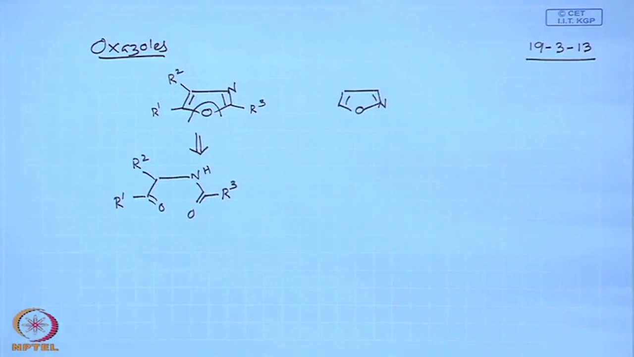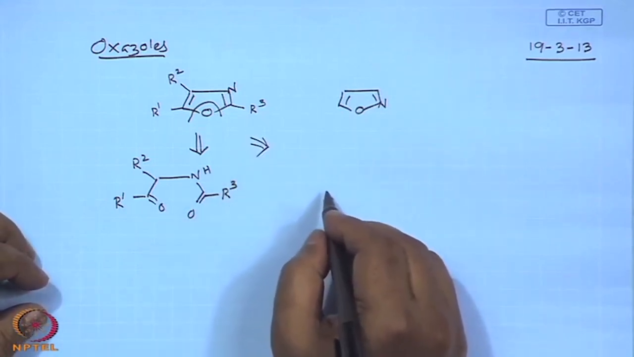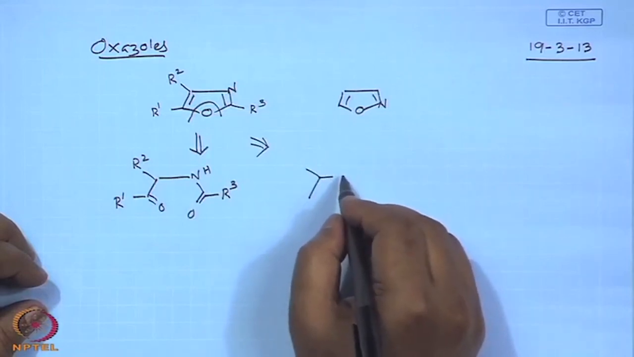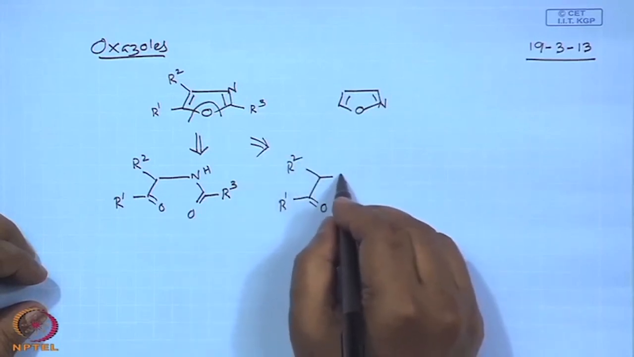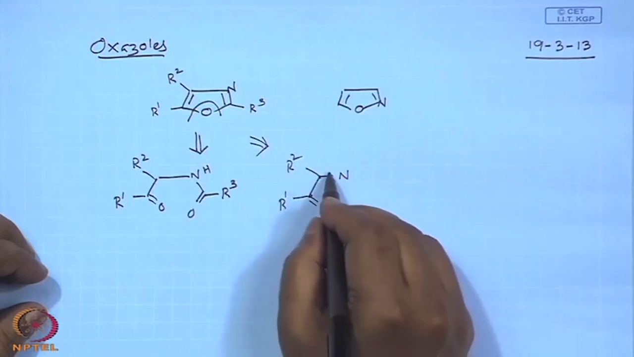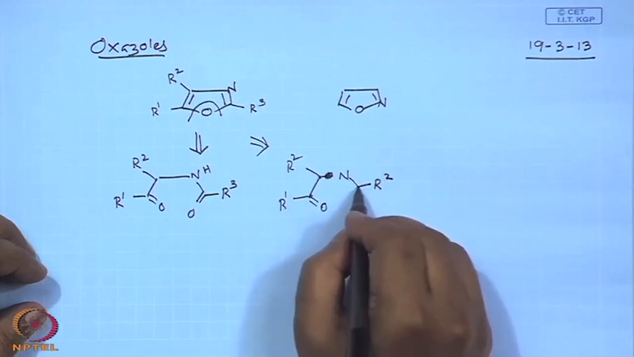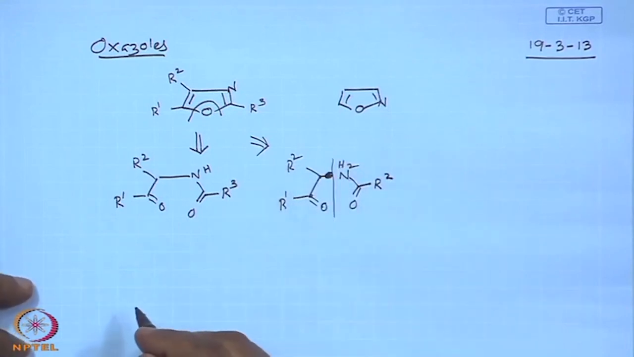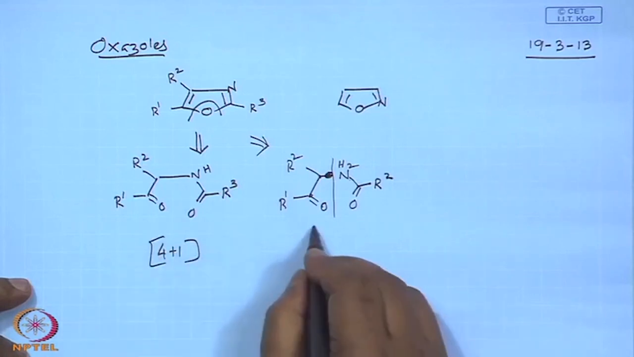Now, this is one of these other ways. You can start from here. So, 2, 3, that means you can think about something like R1, R2, and a third atom, 1, 2, 3. It could be something like this, or an H2 here. There are ways, but we will look at the first one, that means 4 plus 1, and this other is 3 plus 2 mode.